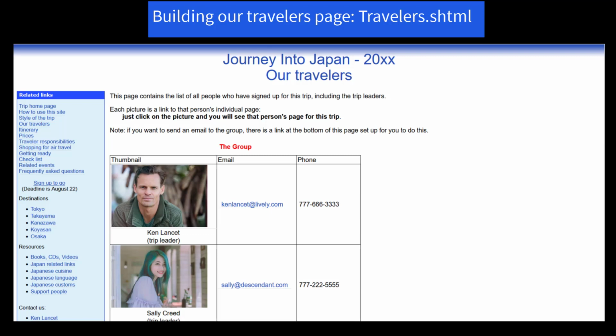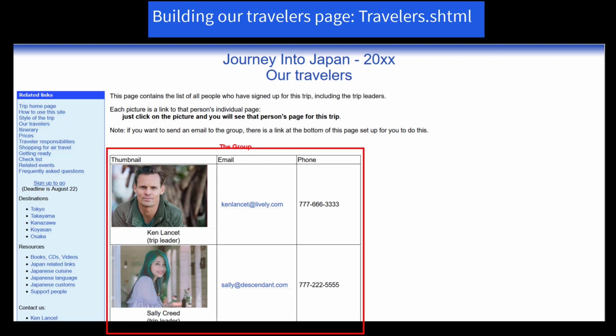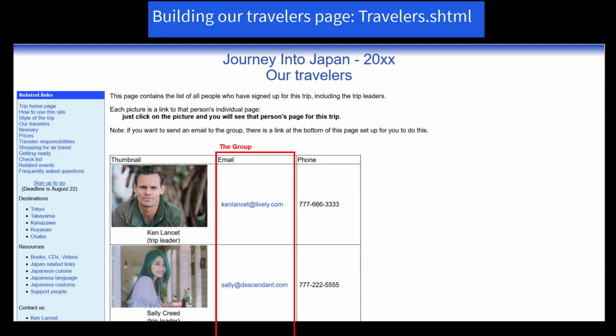Recall our Travelers page looks like this. So the basic page structure and style are in keeping with our other pages. Exactly what you want to do. It helps the user to have a consistent look and feel to the extent possible across all the pages on your site. The center of the page is a 3-column table. The first column consists of the traveler's name and a picture if supplied. The second column consists of the email address, and the third column is their phone number.